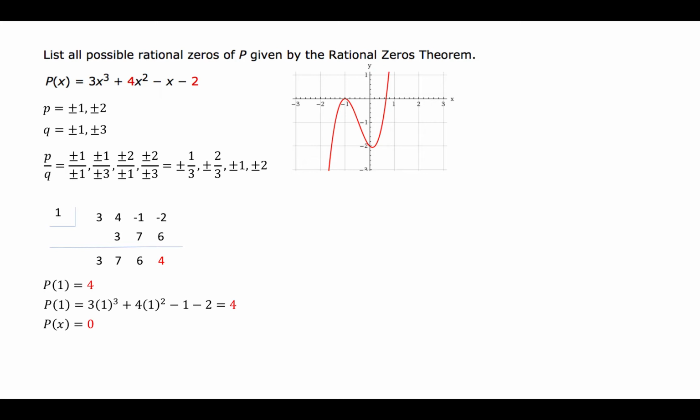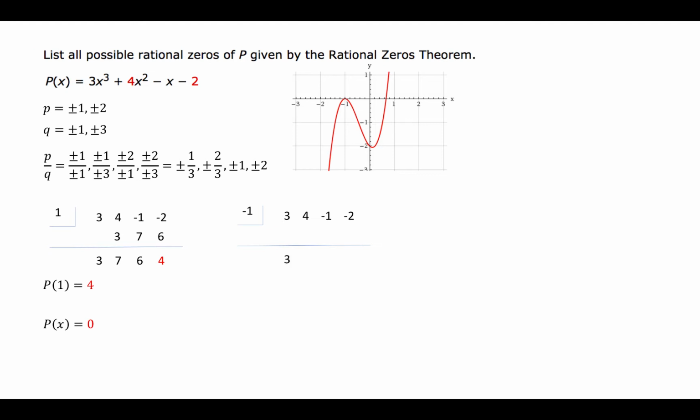But we are looking for the values of x that would make the polynomial p equal to 0. So let's choose another value from the list and perform another synthetic division. Let's choose -1 this time. Again, write the coefficients from the polynomial p, beginning with 3, then 4, then -1, and then -2. Again, leave a space and draw a line below the whole thing.